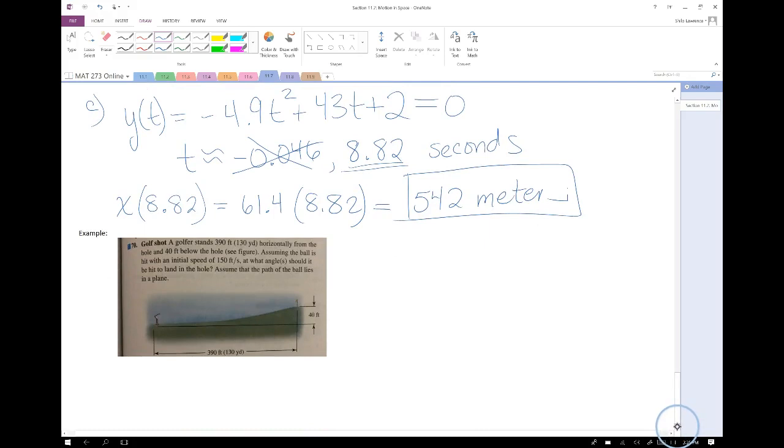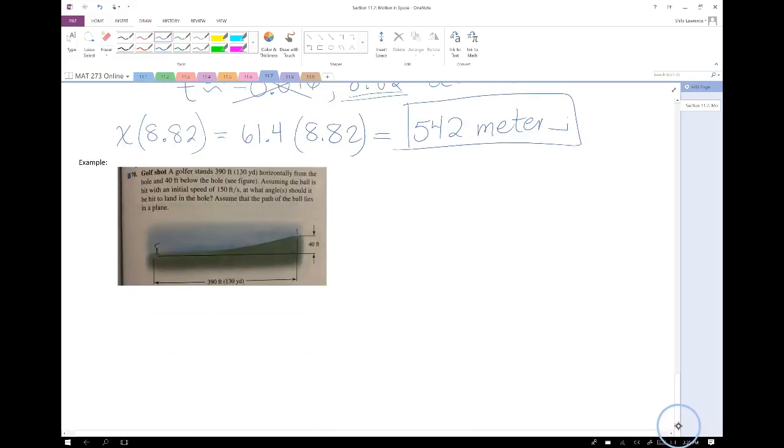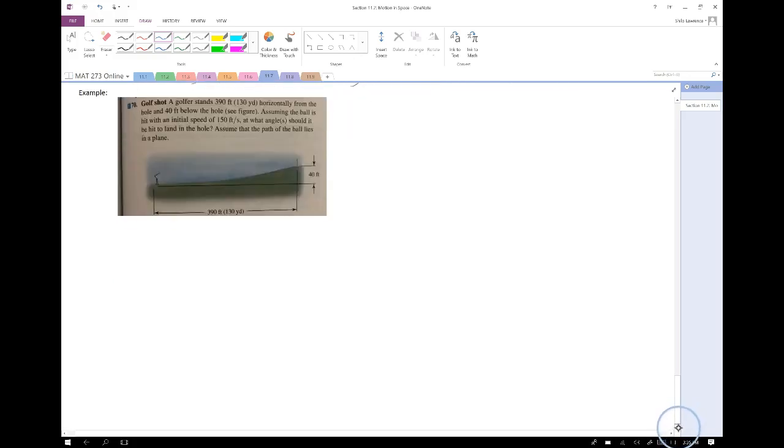We're going to look at one more example. This one's quite a bit more difficult. It still involves projectile motion and our projectile motion vector valued function, but the solving part is quite a bit more difficult. And I just pulled this problem out of our textbook.